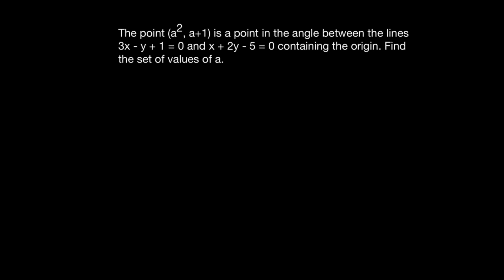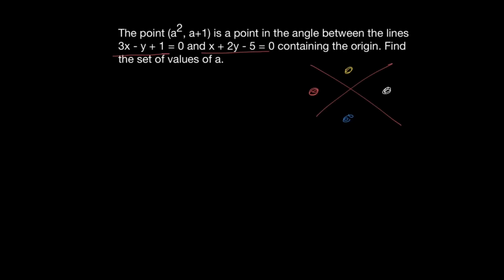So first, let's look at the important things in this question. There are two lines, 3x − y + 1 = 0 and x + 2y − 5 = 0. Now how many angles can two lines form? If two lines intersect each other, you will have four possibilities. The first zone is here, then you have a second zone here, then a third zone on this side, and you can have another fourth zone here.